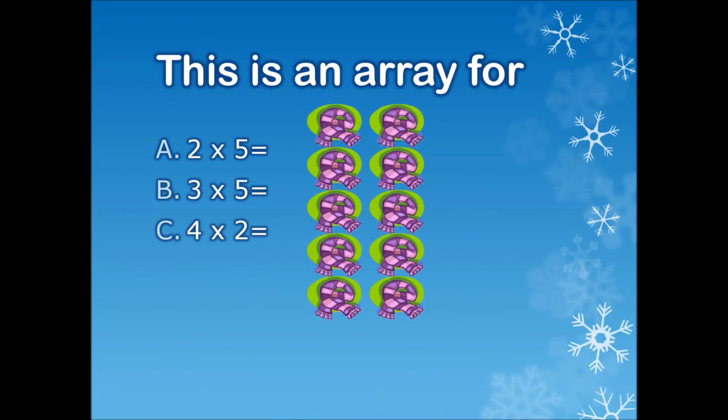Okay, your turn. Do this on your own. This is an array for blank. A, 2 times 5, B, 3 times 5, or C, 4 times 2. Count our rows and count our columns, and we'll see the answer in just a minute.